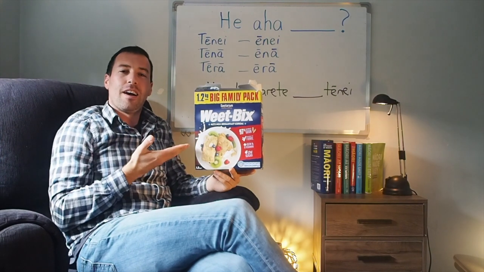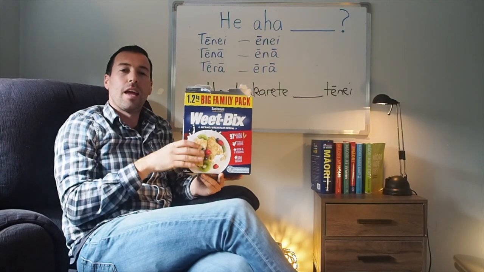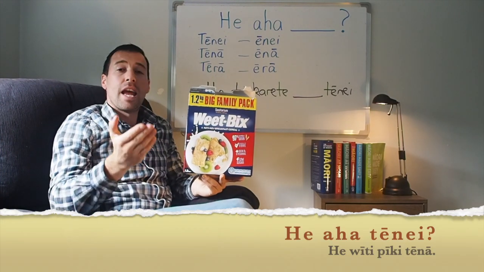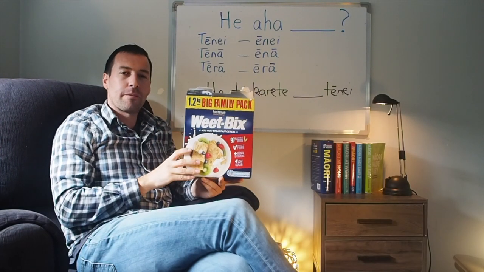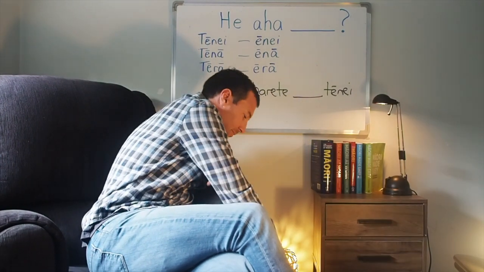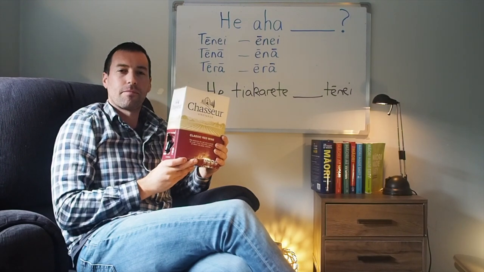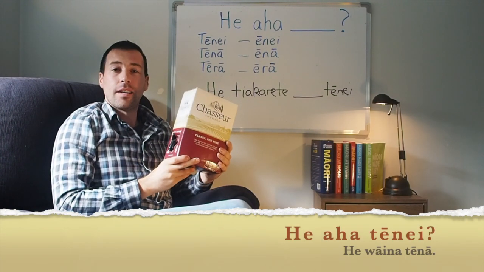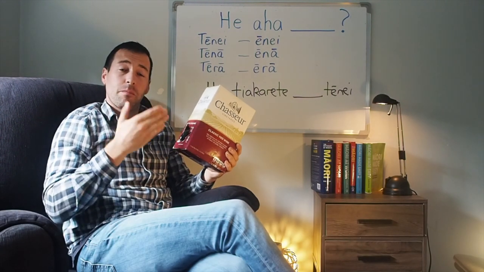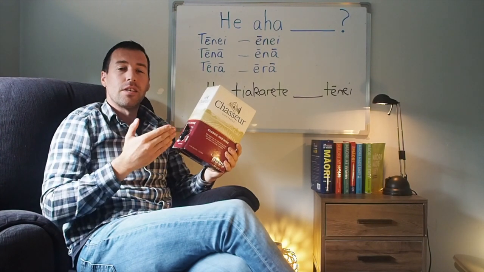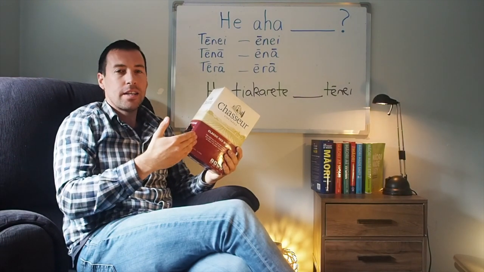Alrighty, he aha tēnei. If you said something along the lines of he weti pēki tēnā, you're on the right track. Let's give another example. He aha tēnei. Ai, he waina tēnā, you would reply. What is this? You replied, that is wine. He waina tēnā.